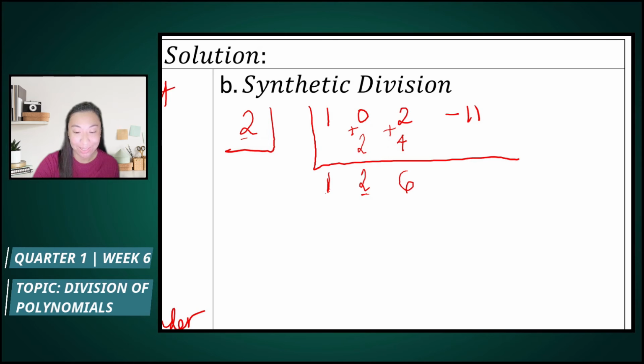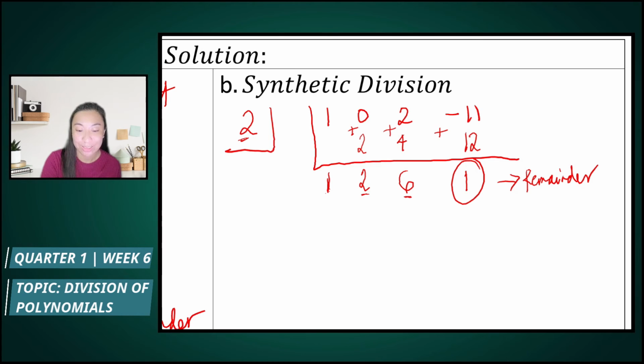Next, multiply r to 6. So, 2 times 6 is equal to positive 12. And then, add. Negative 11 plus 12 is positive 1. And we are done. Of course, the last entry is our remainder. Okay?